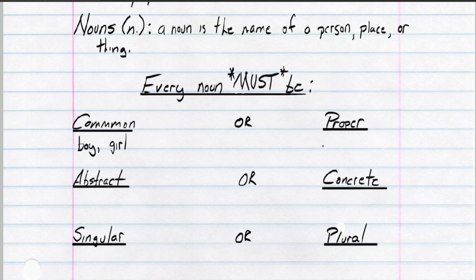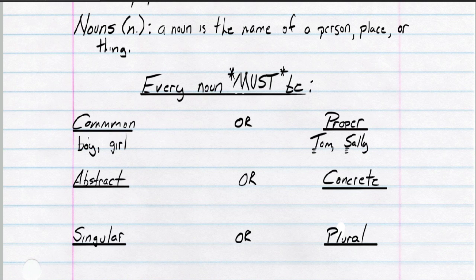If I go over here to proper, let me show you two examples of proper nouns. Tom is a proper noun, and Sally is a proper noun. Now, proper nouns should be very easy to identify because they must be capitalized every time. So you'll notice both Tom and Sally are capitalized, boy and girl are not.